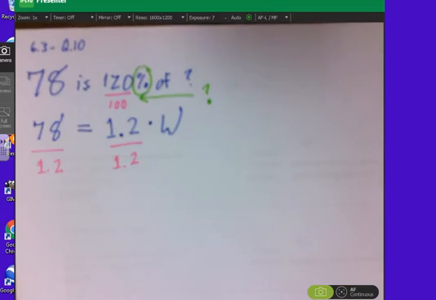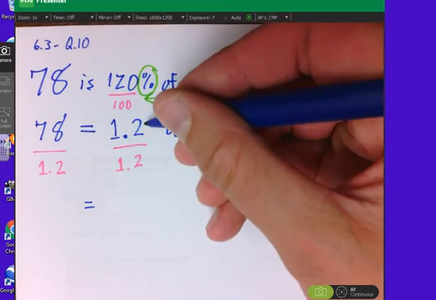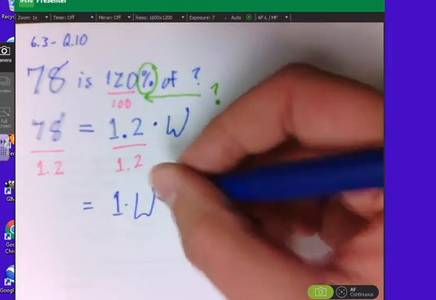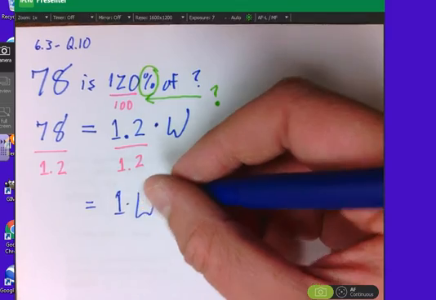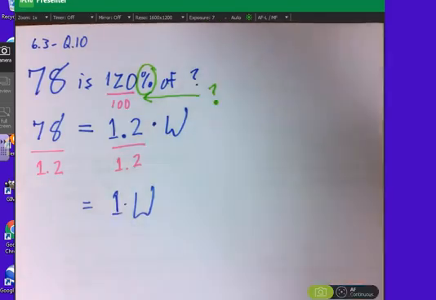That is when a calculator comes in handy, but the right side is nice and easy. We see that a number divided by itself becomes 1, so this becomes 1 times W, which 1 times anything is just what it is. So we now have the right side is just W. The left side, 78 divided by 1.2, since that number is over 1, I know I'm going to end up with a smaller number, and we get 65.